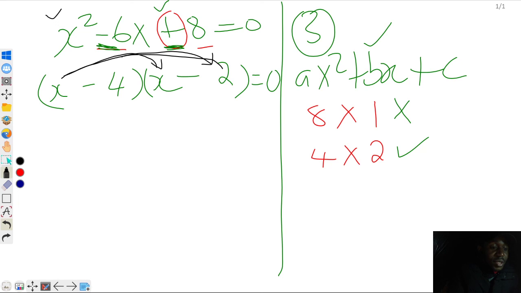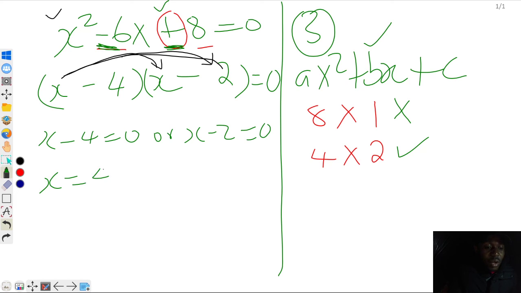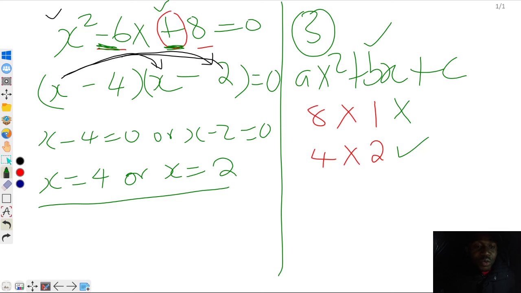Now let's finish everything here. x minus 4 is equal to 0, or x minus 2 is equal to 0. Our x is equal to 4, or our x is equal to 2. So this is the solution. I hope this will help you to know how to factorize on other questions just like this. Thank you.